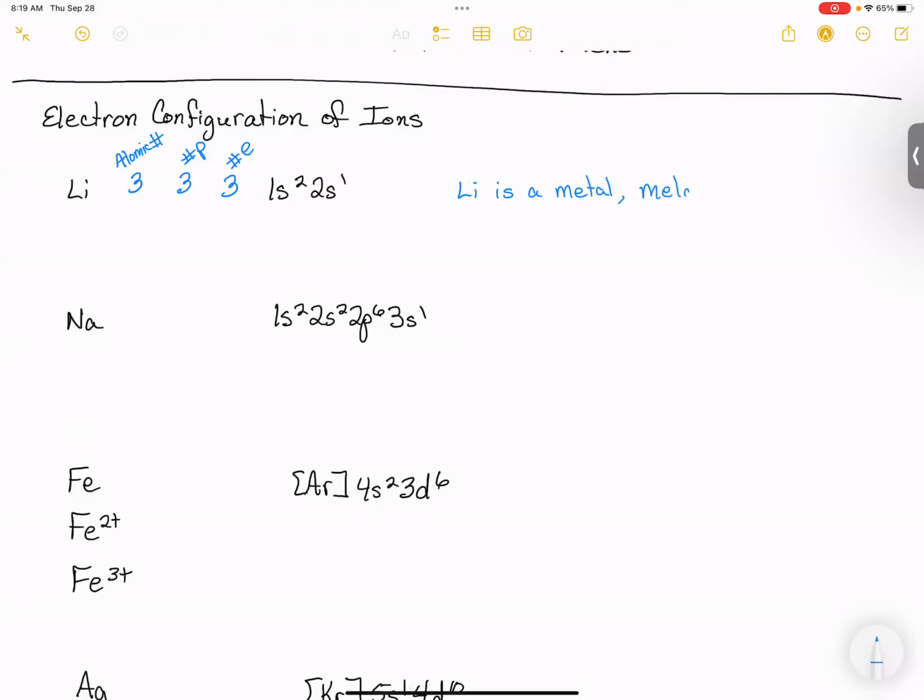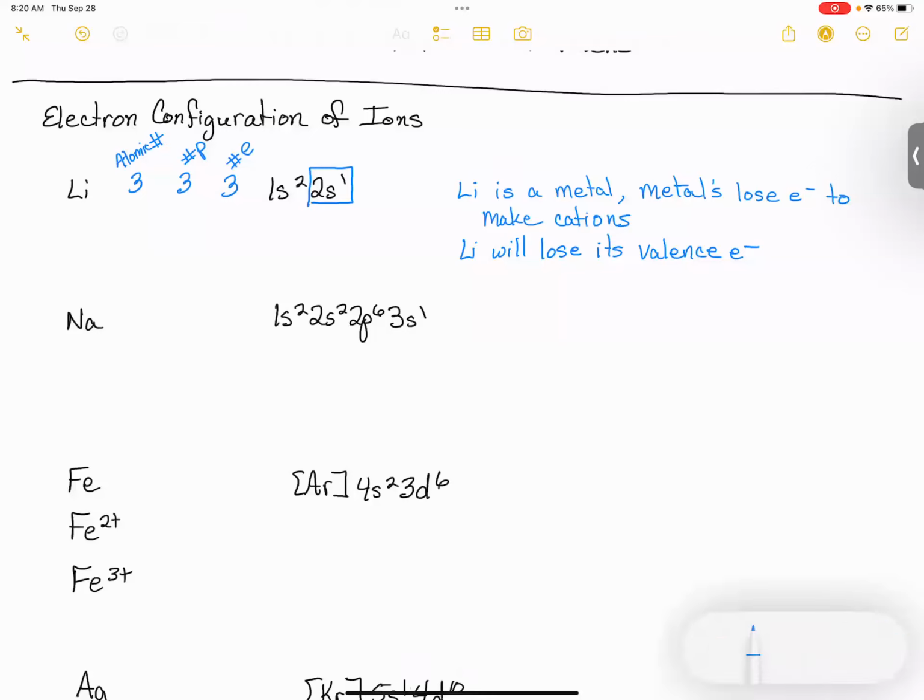Metals lose electrons to make cations. So lithium is going to lose its valence electron, because again, the valence electrons are responsible for an element's reactivity. So its valence electron again is this 2s1.